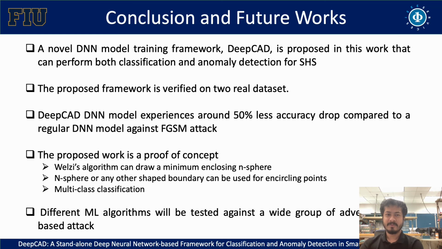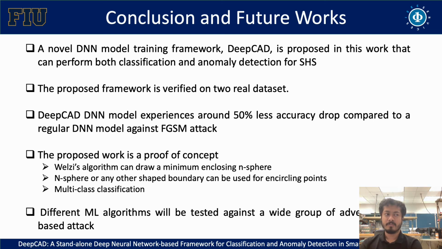So here are the concluding remarks and possible future works. In this work, a novel deep neural network model training framework named DeepCAD is proposed that can perform both classification and anomaly detection for a smart healthcare system, and thus can deal with the latency issue of the smart healthcare system controller. The proposed framework is verified on 2 real datasets, namely the Pima Indians diabetes dataset and Parkinson disease dataset. Our experimental analysis shows that the DeepCAD deep neural network model experiences around 50% less accuracy drop compared to a regular deep neural network model against adversarial machine learning based attacks, here in particular the fast gradient descent method attack.